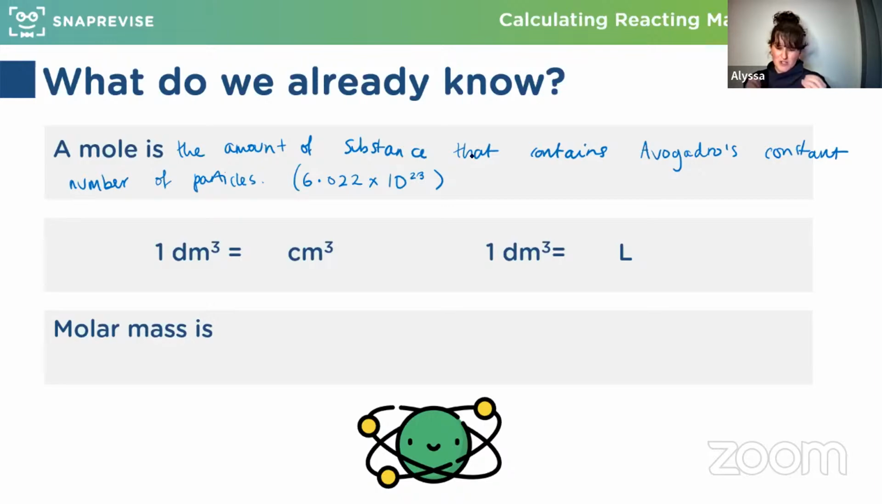Okay, what about conversions? We need to be really good at converting from decimeters cubed to centimeters cubed and back again. So how many centimeters cubed are there in a decimeter cubed? Does anybody know?